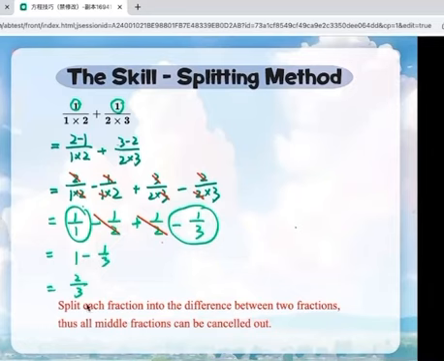Okay, so let's do a recap, everyone. To use the splitting method, we split each fraction into the difference between two fractions. Thus, all the middle fractions can be canceled out.